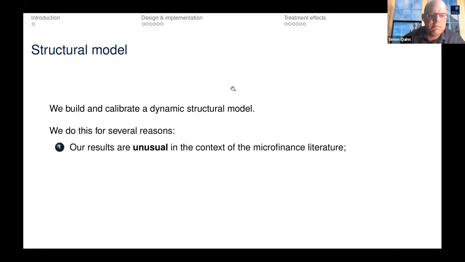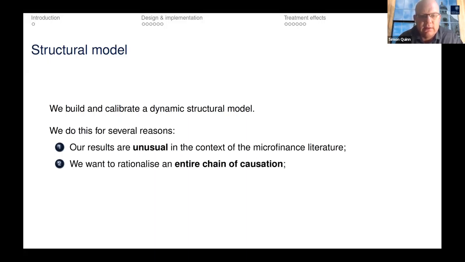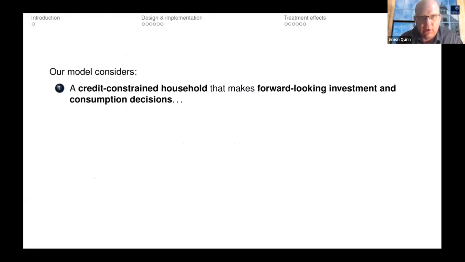So in the model, we build and calibrate a dynamic structural model. We do this for several reasons. First, as Mohammed has mentioned, our results are unusual in the context of the microfinance literature. Second, we want to rationalize an entire chain of causation from capital shock to profit to household consumption. We also want to characterize dynamics in a way that we've heard from the two previous presenters earlier.